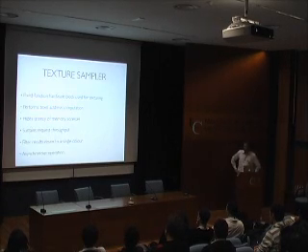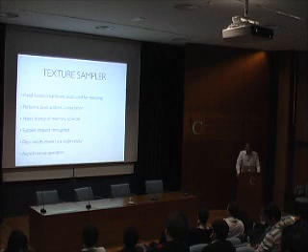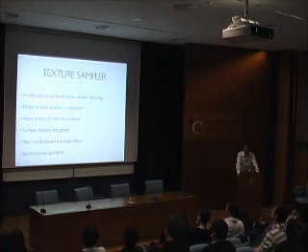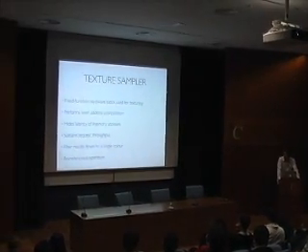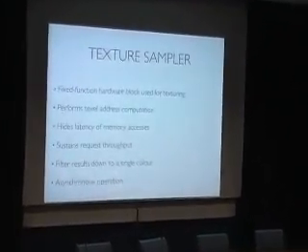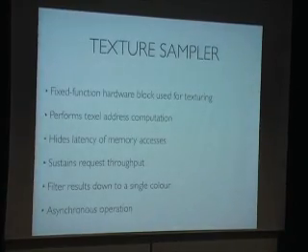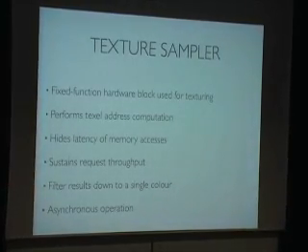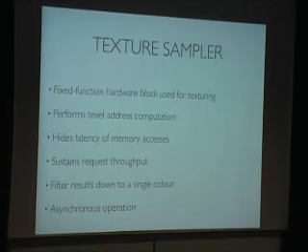So the texture sampler is a fixed function hardware block, which does just texture. And it needs to perform the address computation for the texels that you're trying to read from memory. It needs to hide the latency of the memory accesses, which can be quite slow. Sustain throughput and output a single color for the request. And all of this needs to happen asynchronously. So this is what the hardware is designed to do.